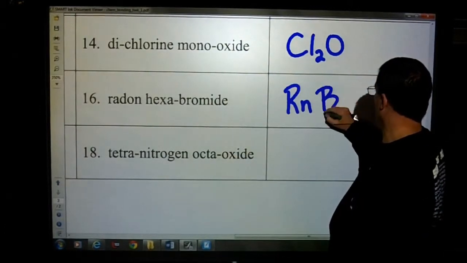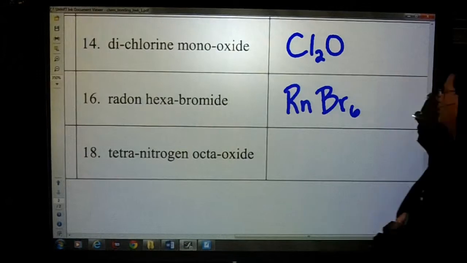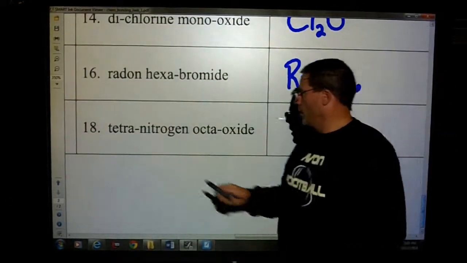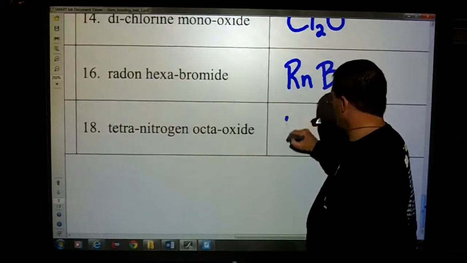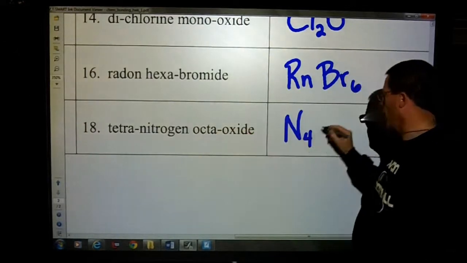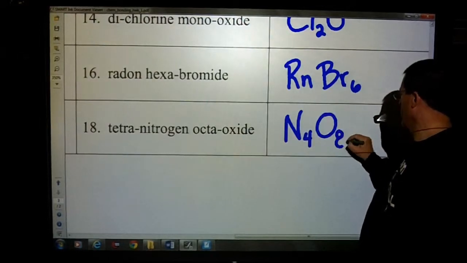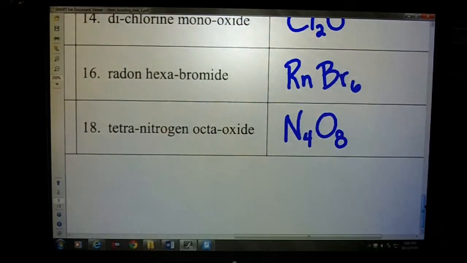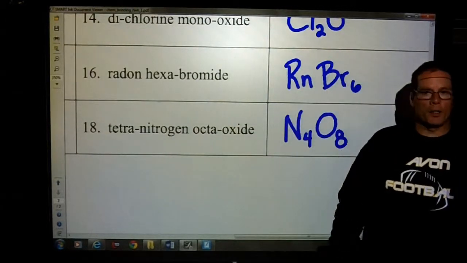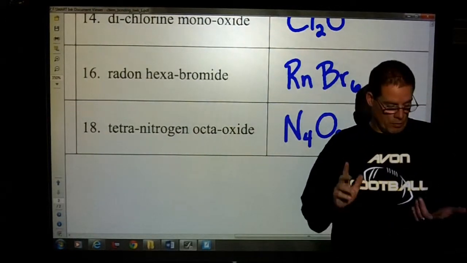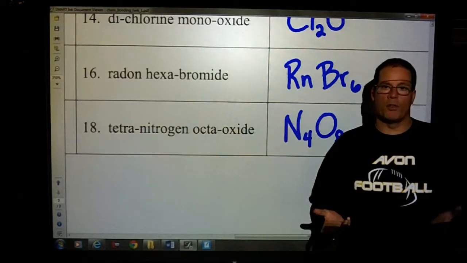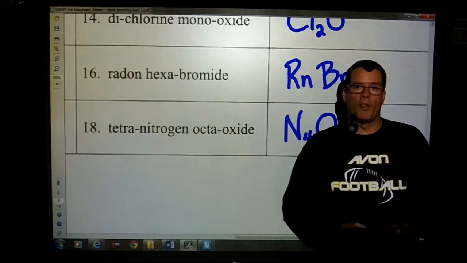Hexabromide, so we have 6 of those. Hexa is 6. And then tetranitrogen octaoxide, so we have a nitrogen, and tetra means that we have 4 of those. Octaoxide, so N4O8. Again, these molecular compounds are not very difficult. The hardest part is memorizing the 10 Greek prefixes and making sure that you know the names and the symbols. Hope this video was helpful.